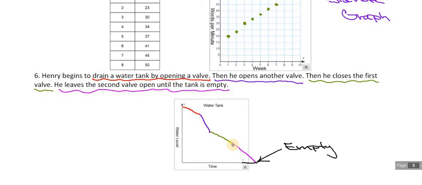So the green and pink colors are actually the same, they're a continuation, because when he closes that first valve, it's now only the second valve being open, and it remains open until it's empty. So these two are just going to remain at that same rate, declining, but not quite as fast as when both valves were open. Okay, notice how steep this one is. Okay, so both valves open. So we want to definitely make sure we read those axes labels.